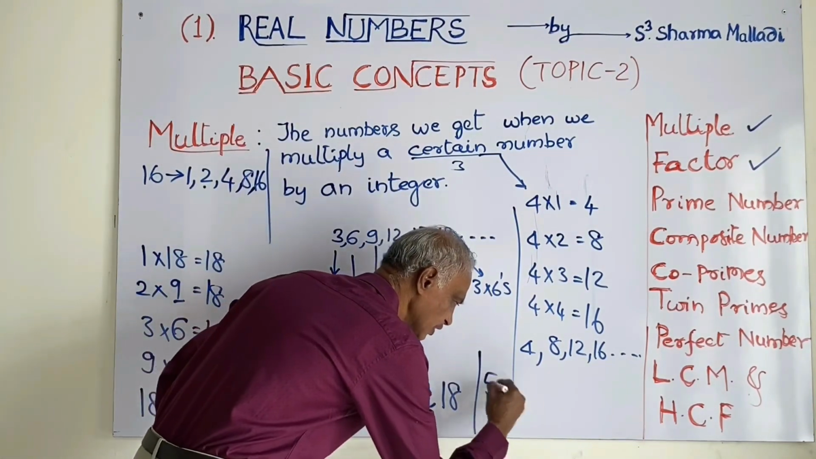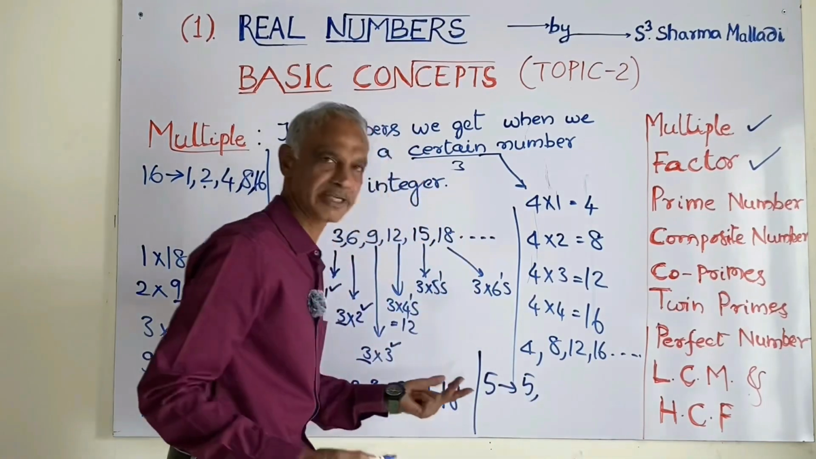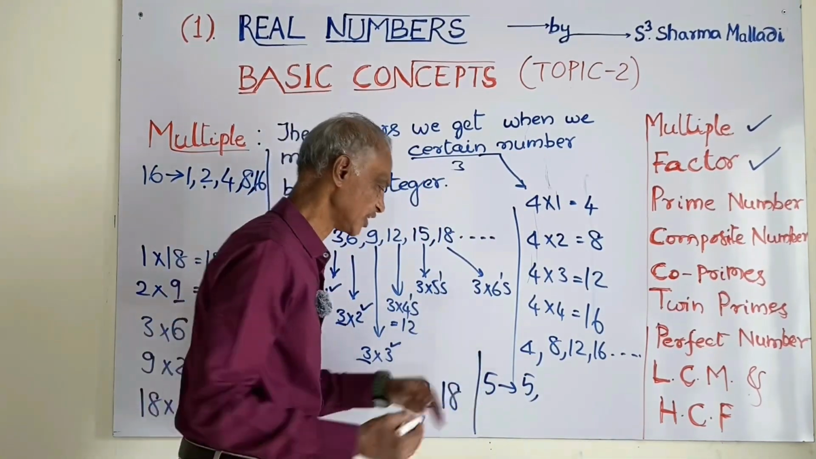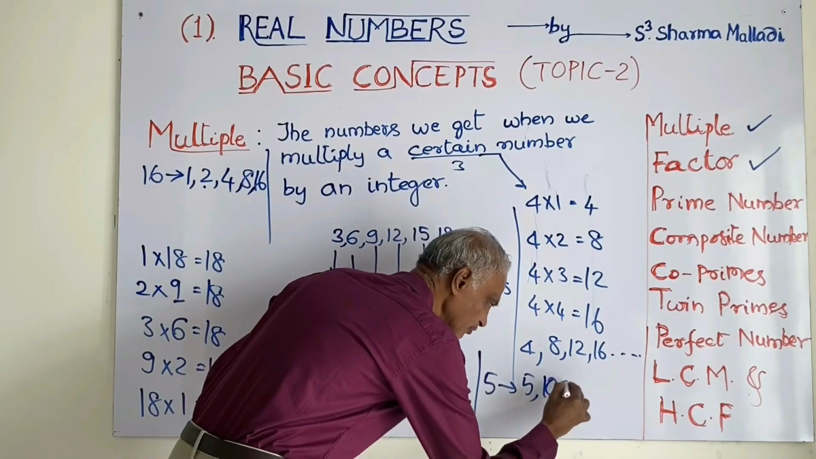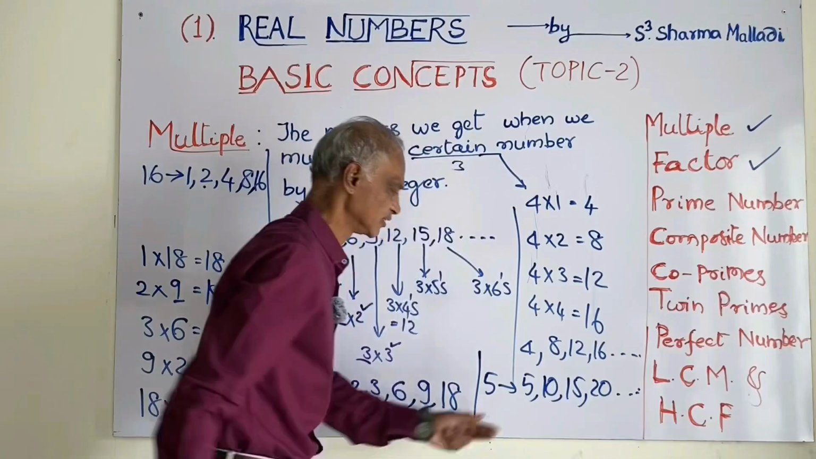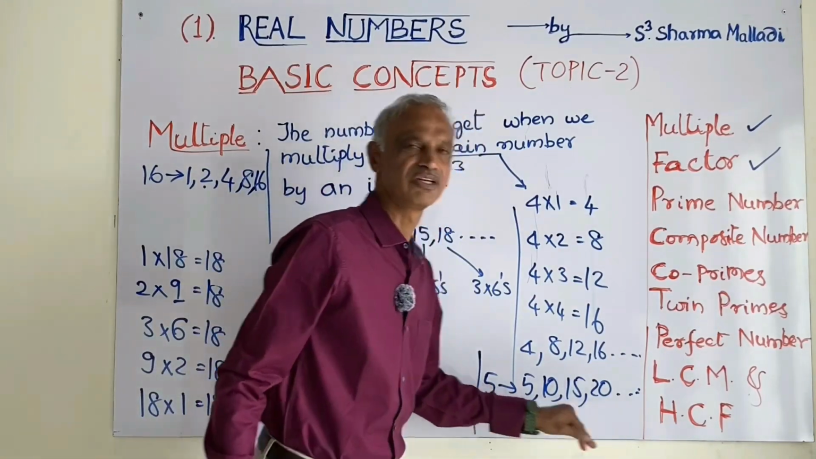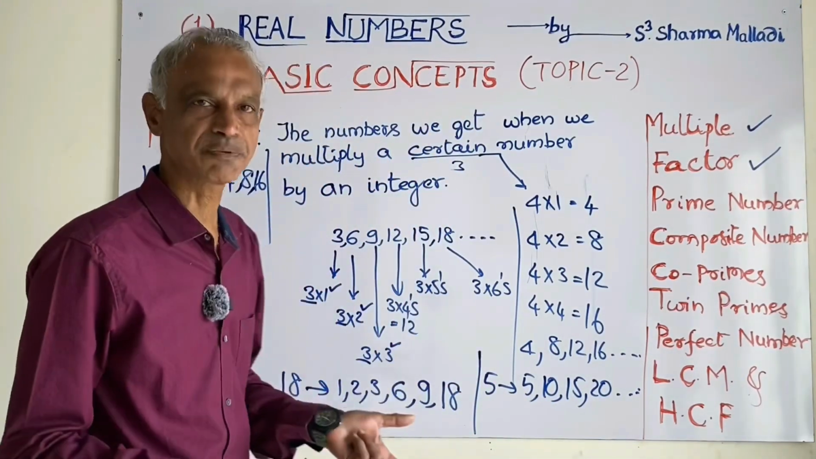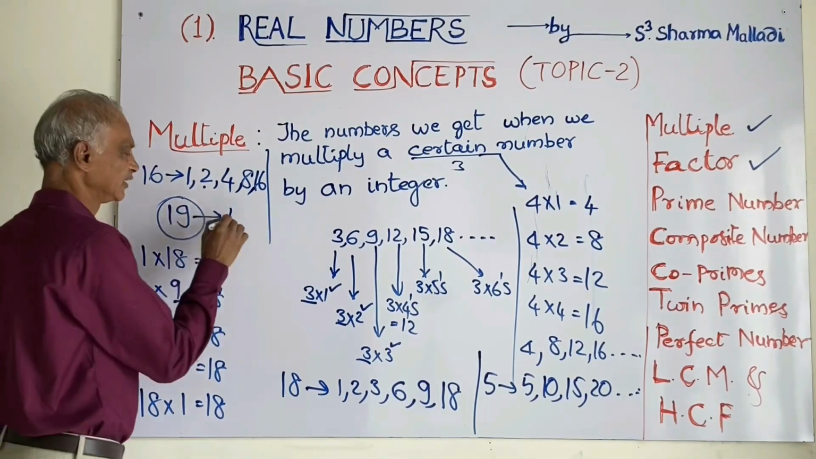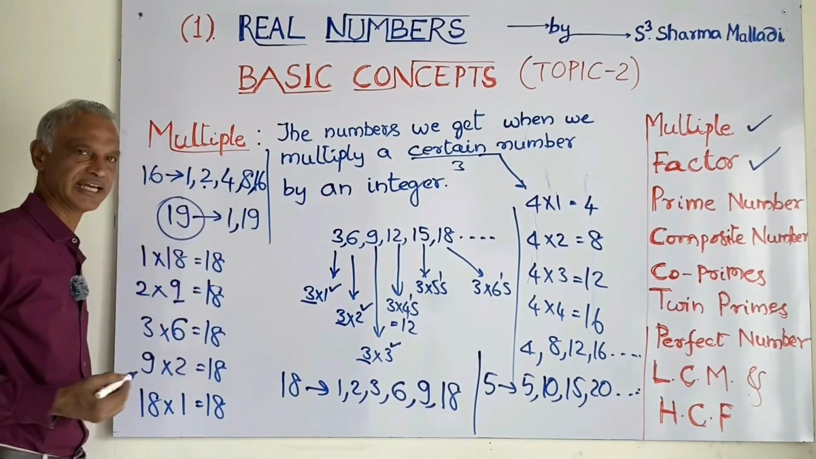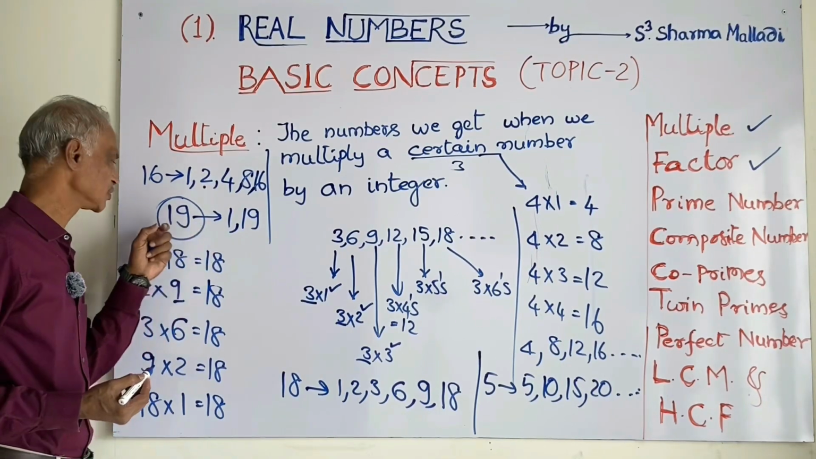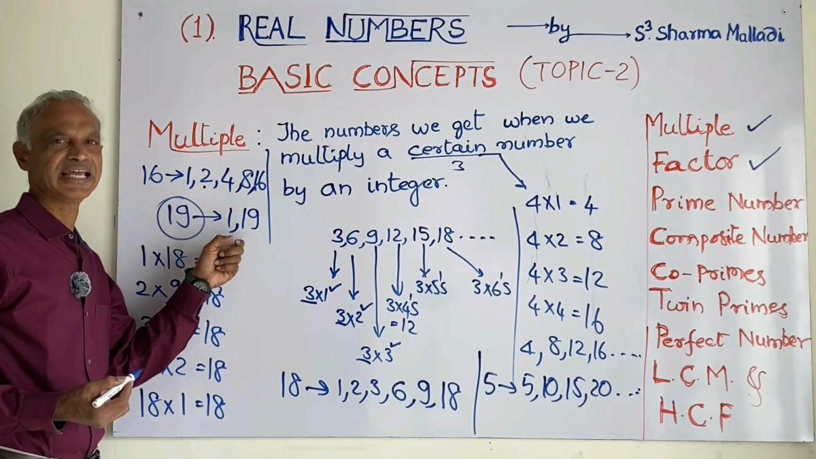What are the multiples of 5? We will write. You take the table of 5. 5 ones are 5, 5 twos are 10, 5 threes are 15, 5 fours are 20, like this. These are the multiples of 5. 19 is a multiple of 1 only, and it is a multiple of 19. 19 is a multiple of 1 and also a multiple of 19.